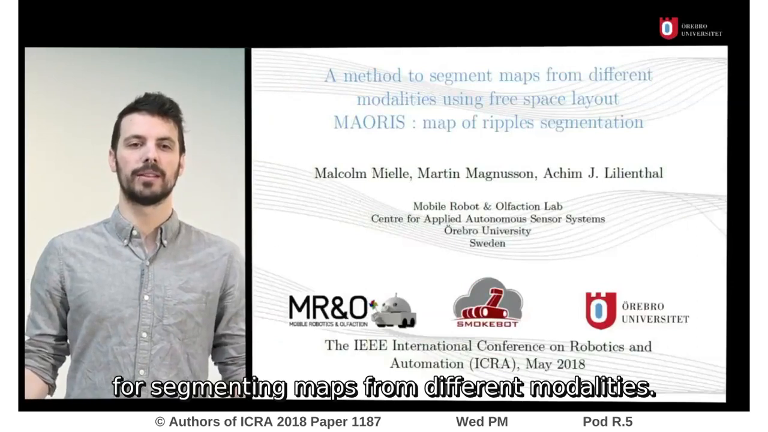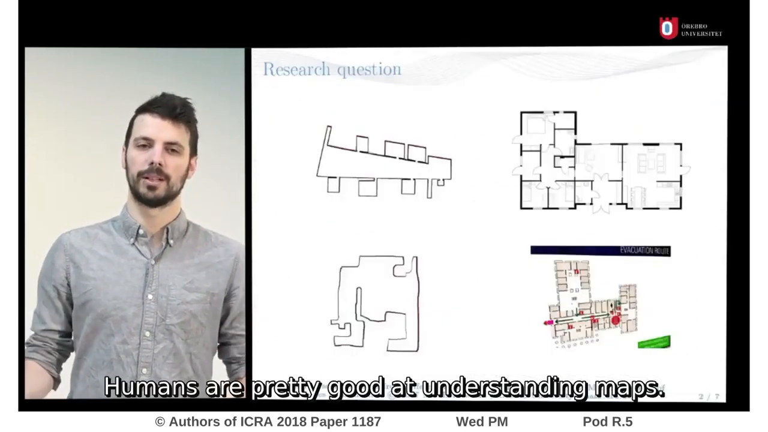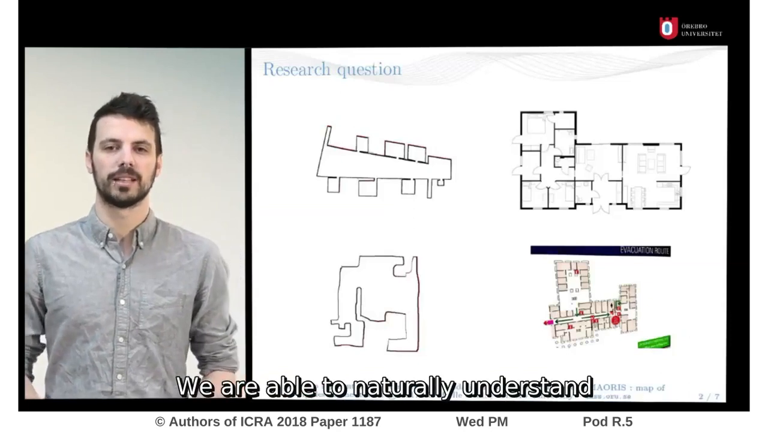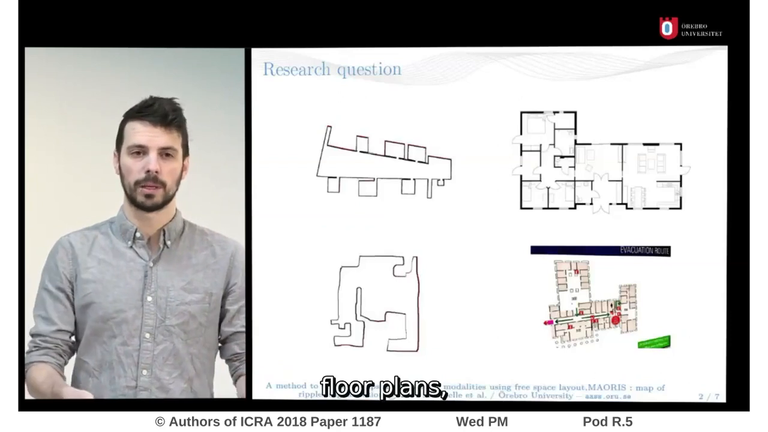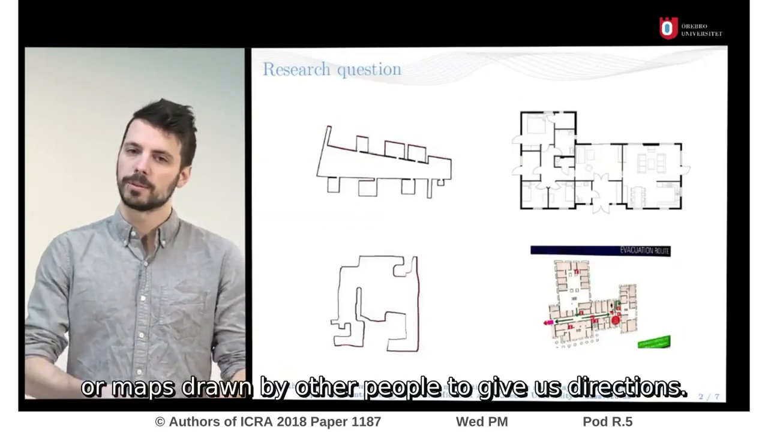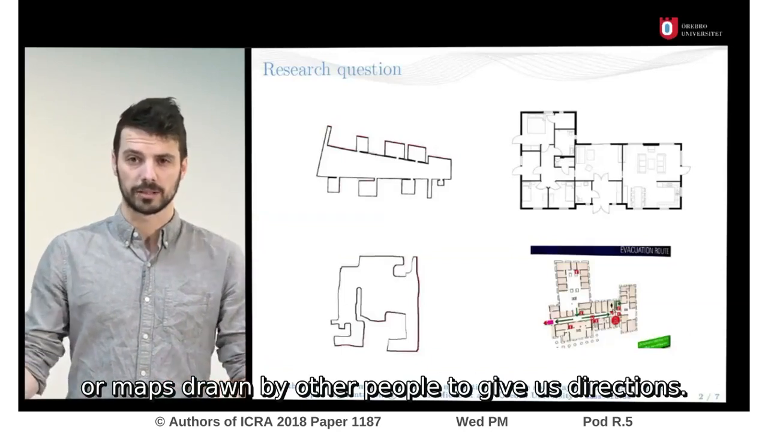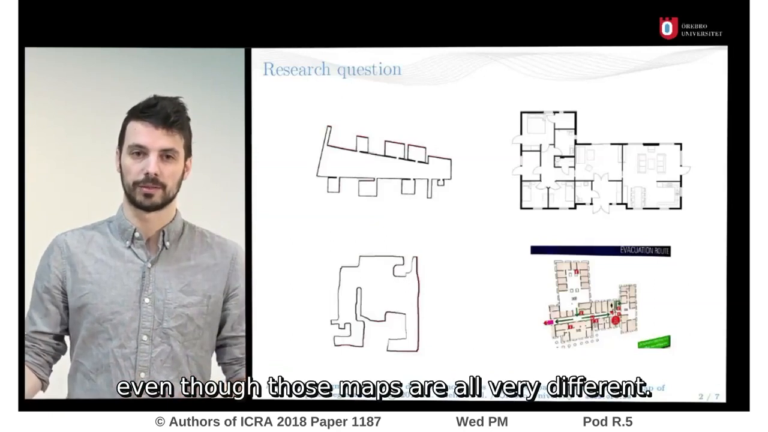We present our new method for segmenting maps from different modalities. Humans are pretty good at understanding maps. We are able to naturally understand the topology of very different types of maps, for example, floor plans, emergency maps, maps built by robots, or maps drawn by other people to give us directions. And we're able to do so even though those maps are all very different.